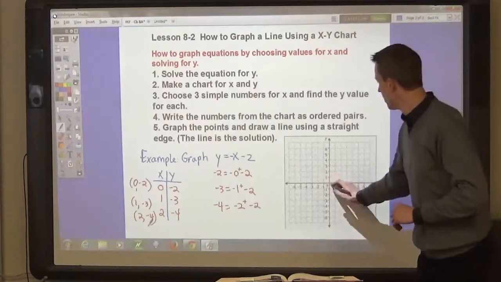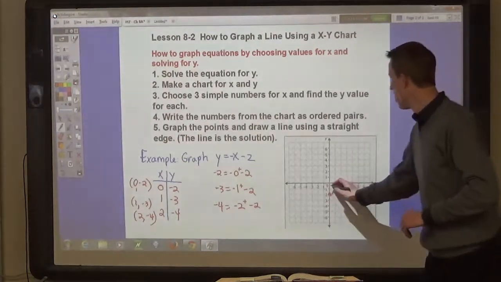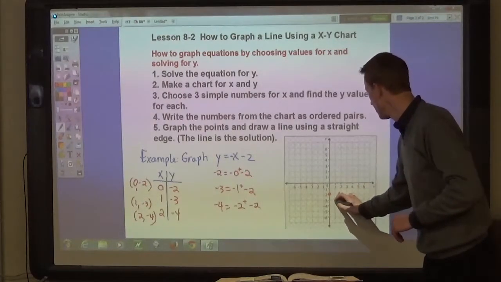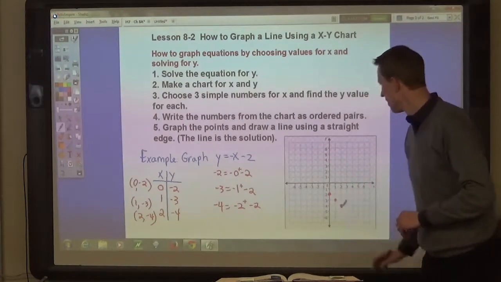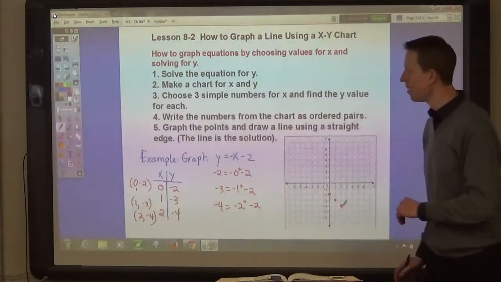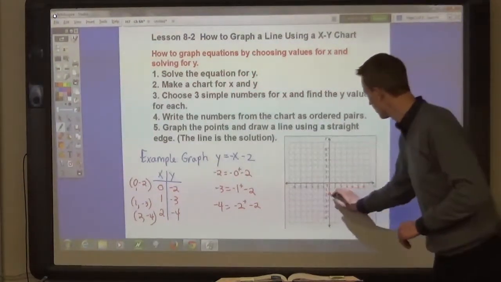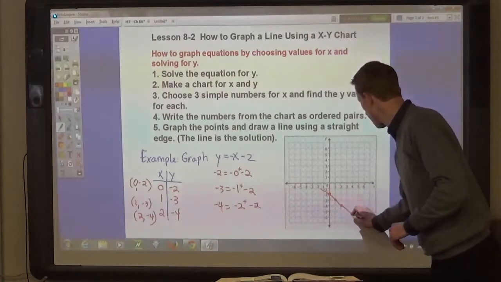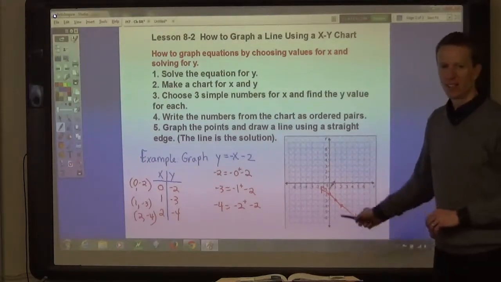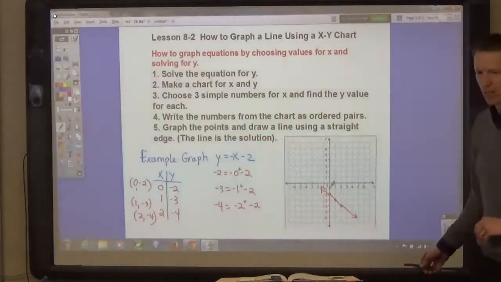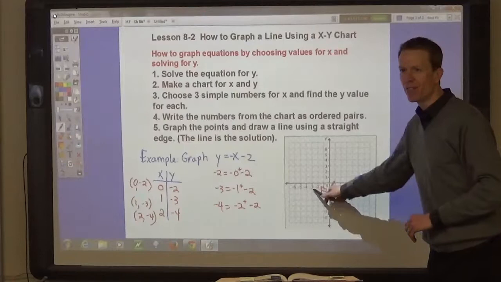It forms a line. 0, -2, 1, -3, and 2, -4. It forms a straight line. All right? So, we need to use a straight edge and draw that line. Yeah, you should use a straight edge. It's too hard for me to get a straight edge up on here, but when you're drawing a line, you should use a straight edge, and then you should put something on the end of this line.